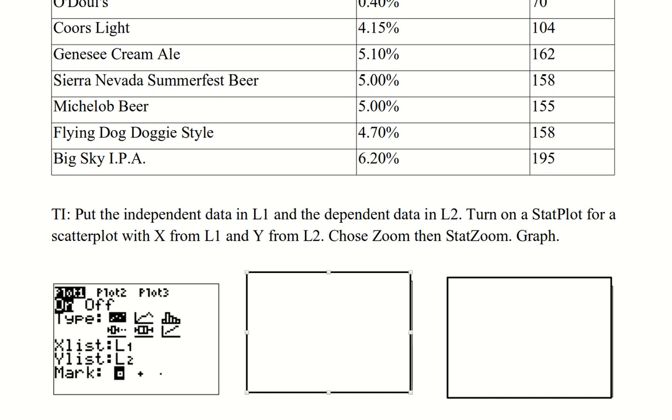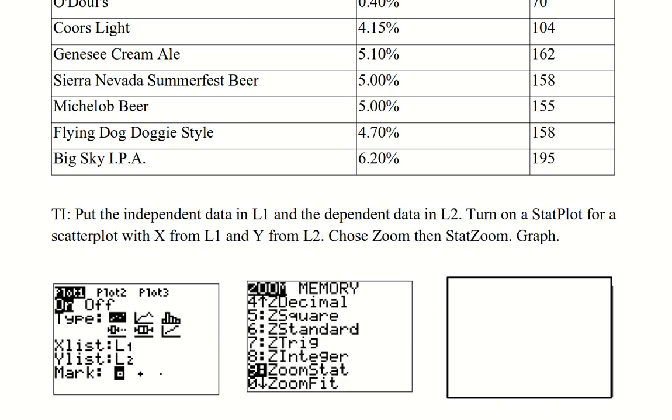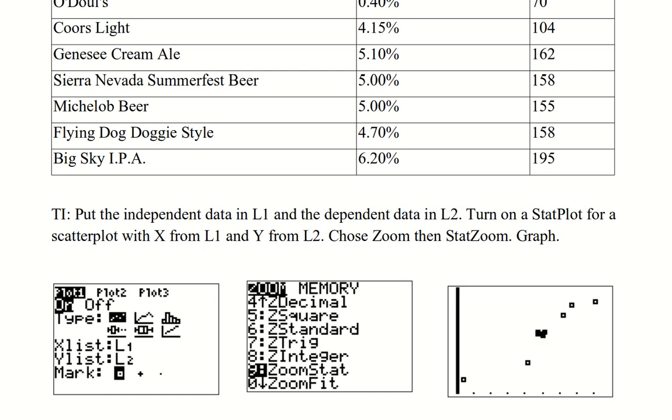Now, you can graph this, but remember that we've always used zoom stat to make our graphs so that they fit and show us the data that we've got. And when you use zoom stat, you should get a graph like this one, showing the relationship on the x-axis with the amount of alcohol. So as you go to the right, you're looking at more alcoholic beverages, and as you go up, you're looking at more calories.